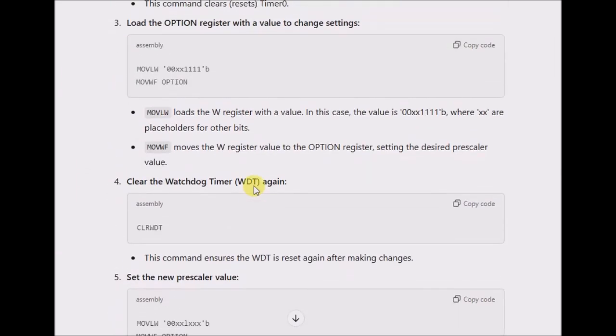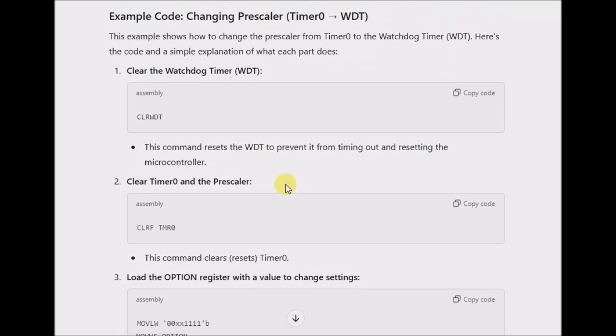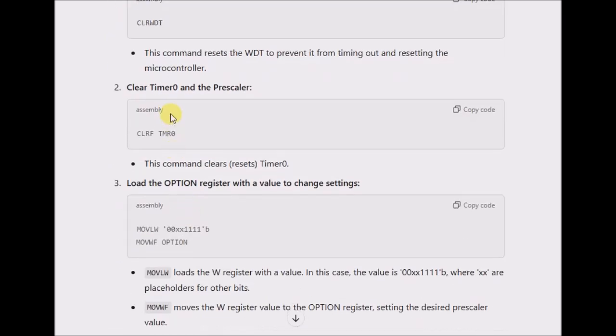Yeah, so I did actually ask it that, and it surprisingly handled the question. I'll just read this quickly. This command resets the watchdog timer to prevent it from timing out and resetting the microcontroller. This command resets timer 0.